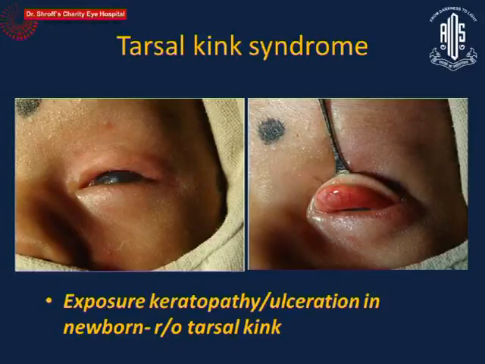What about this child? He is a newborn child presented with a corneal ulcer. And when you evert the eyelid, this is what we see, a very prominent posterior angulation of the tarsus. So this is what is known as the tarsal kink, which is not a very common entity, but we rarely can land up seeing this kind of patients, especially from the newborn nursery.